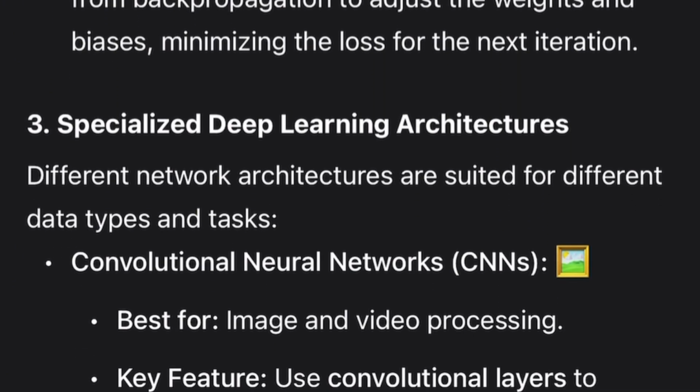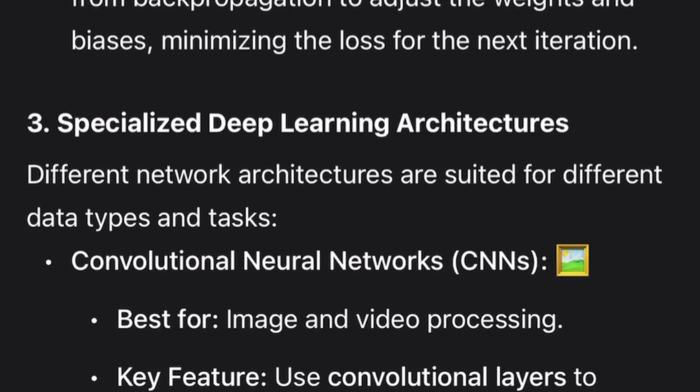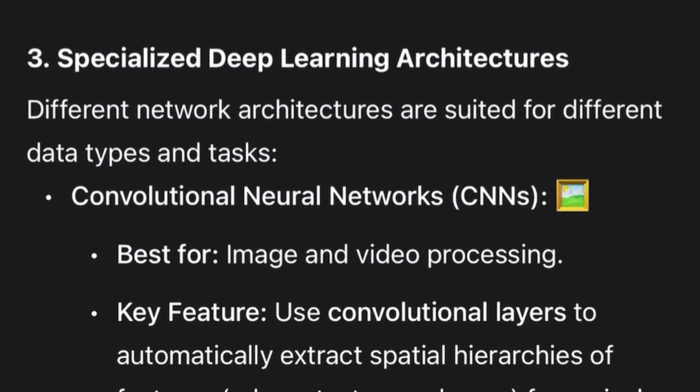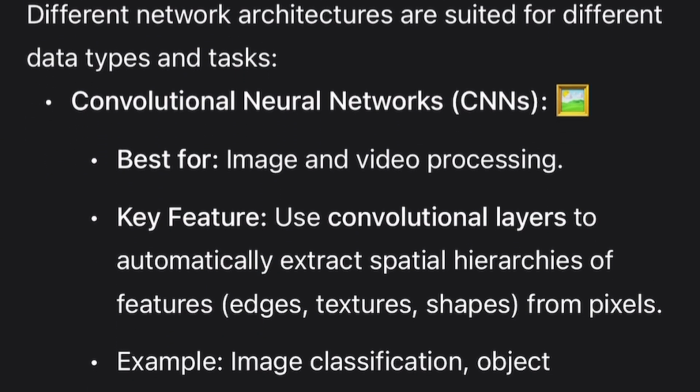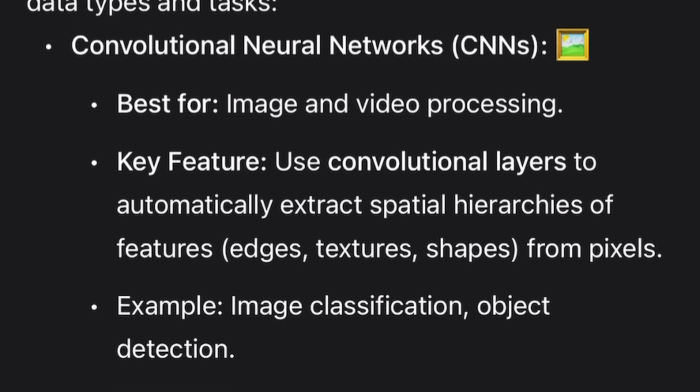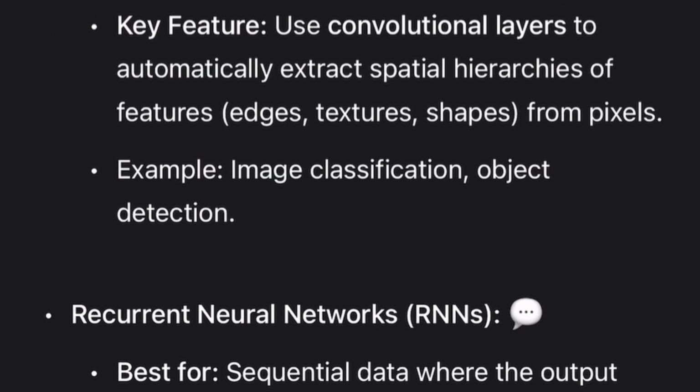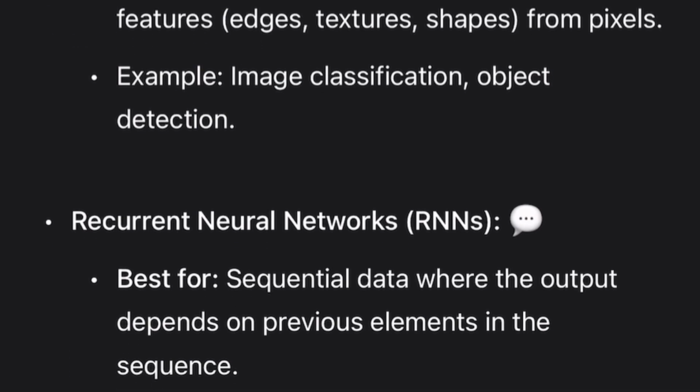3. Specialized deep learning architectures. Different network architectures are suited for different data types and tasks. Convolutional neural networks (CNNs), best for image and video processing. Key feature: use convolutional layers to automatically extract spatial hierarchies of features, edges, textures, shapes from pixels. Example: image classification, object detection.